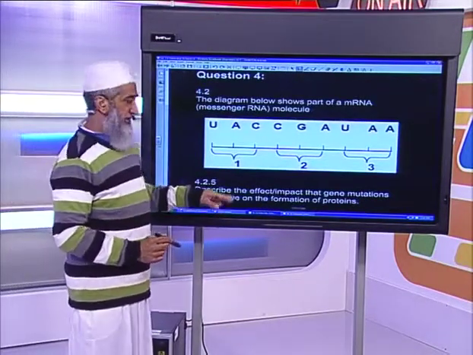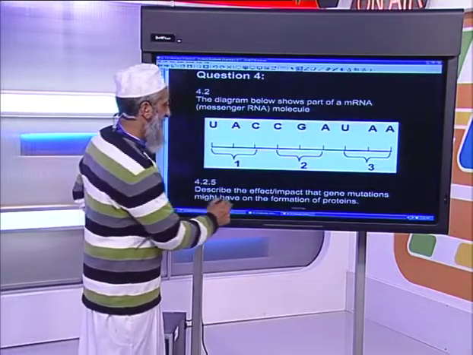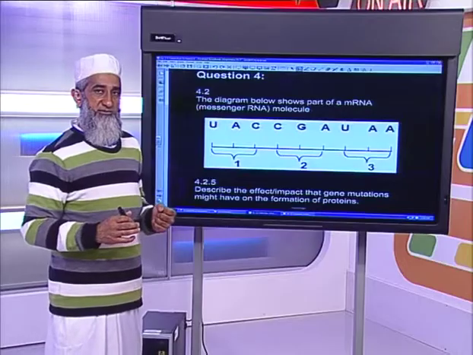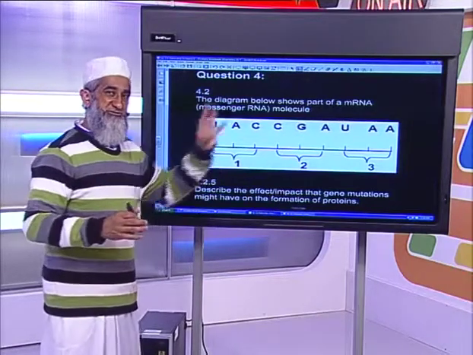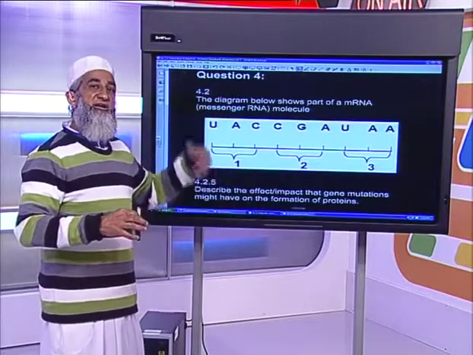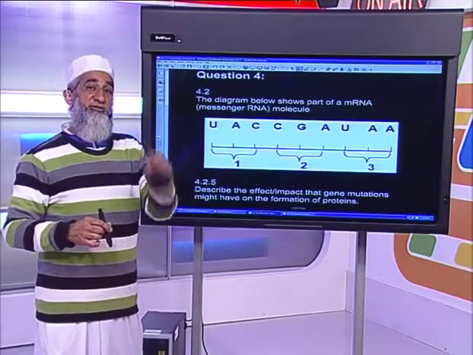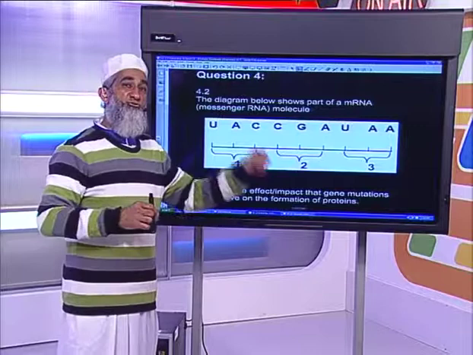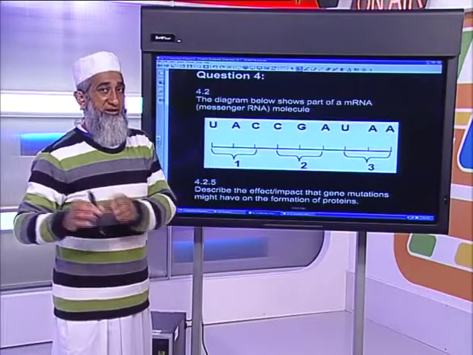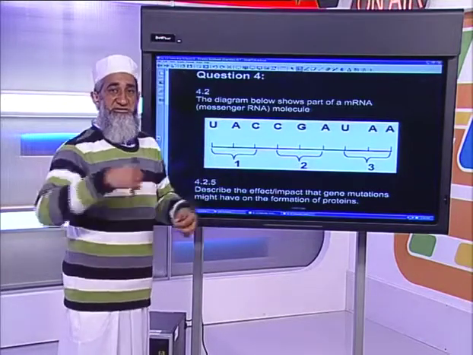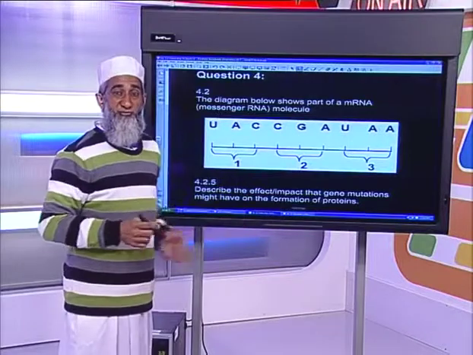Describe the effect or impact that gene mutations might have on the formation of proteins. Firstly, obviously, guys, we need to understand what a gene mutation is. A mutation is any change, in this case, in the DNA or in the gene. This is not the same as what we will talk about in meiosis, a chromosomal aberration or chromosomal mutation. That's different. Here we're talking about changes in a nitrogenous base sequence: an addition, a deletion, a swap, two bases swapping for some reason, etc.